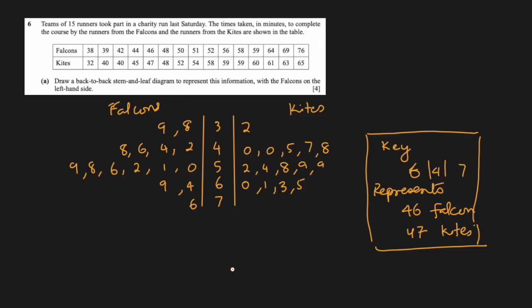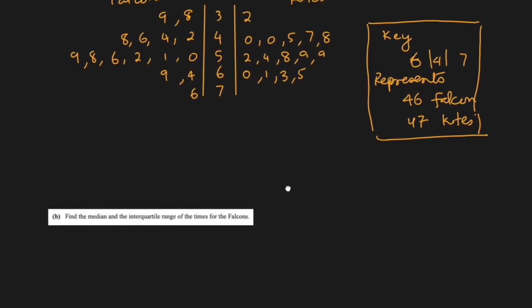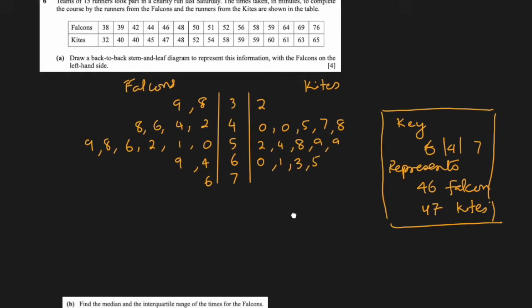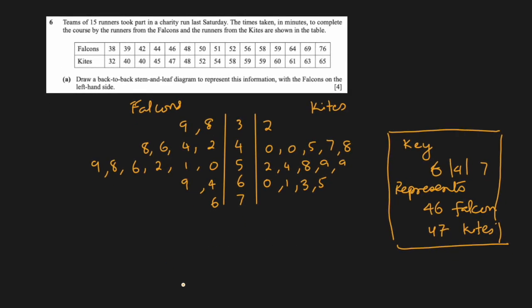Okay, what is this B part saying? Find the median and interquartile range of the times of falcons only. Do we have a third part also? Yes, we have. So for falcons we have to find the median and interquartile range. Median first, let's call it Q2. Then we'll find Q1 and Q3 also.